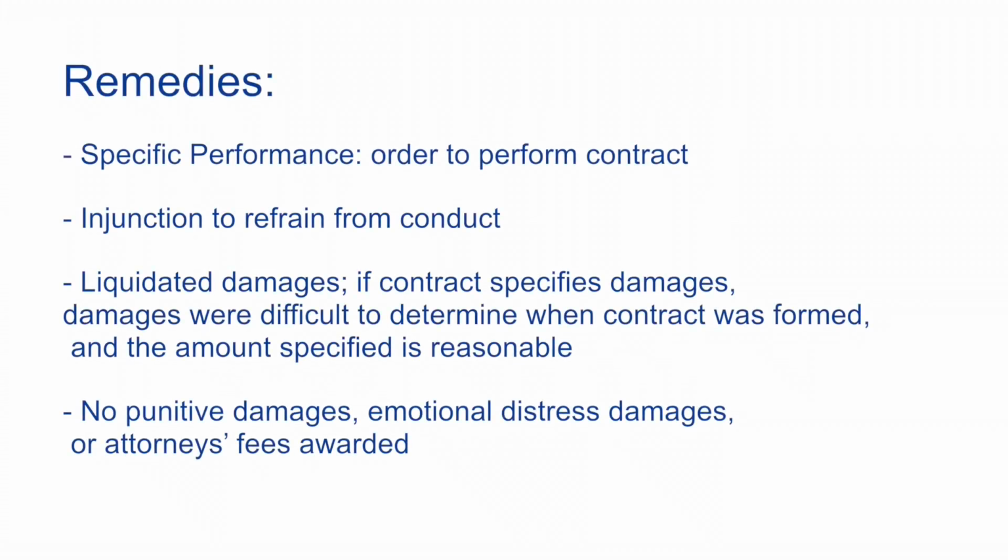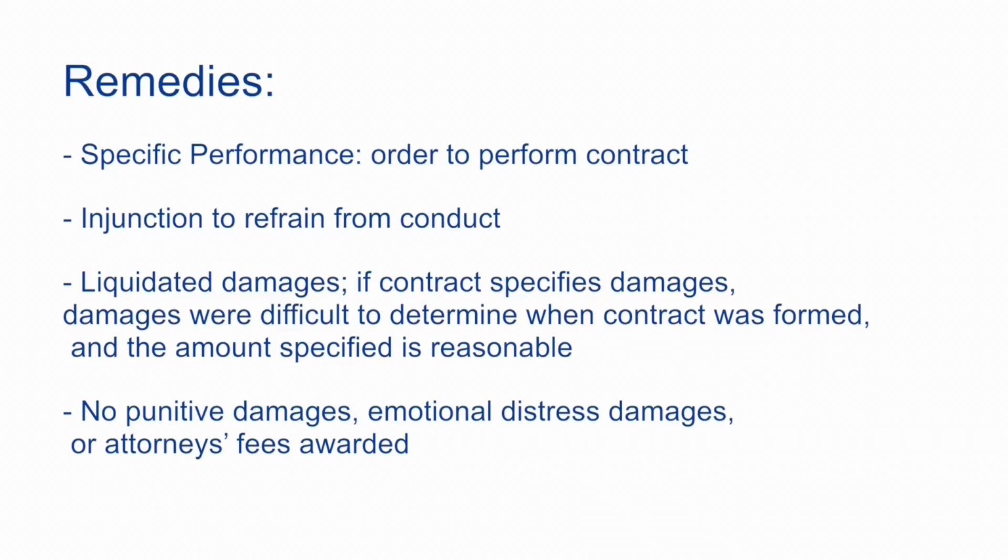Now, what other remedies are available? Well, in addition to monetary damages, there could be what's called specific performance. So that's an order to perform the contract. It's an injunction that requires that the party actually perform the contract. That's particularly used in situations where monetary damages are really not going to solve the problem. You could also have an injunction to refrain from conduct of some sort. You may not do X, Y, and Z as the remedy for breach.